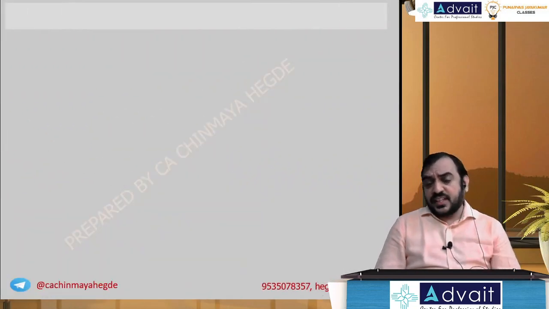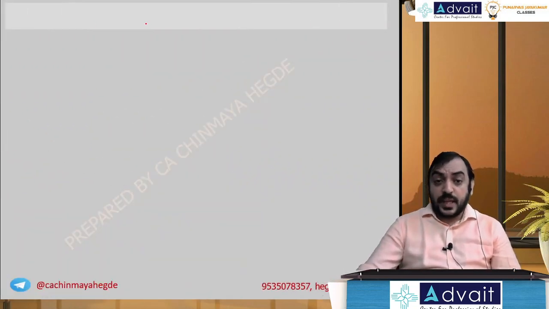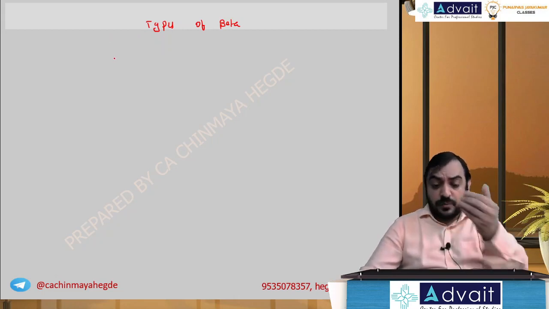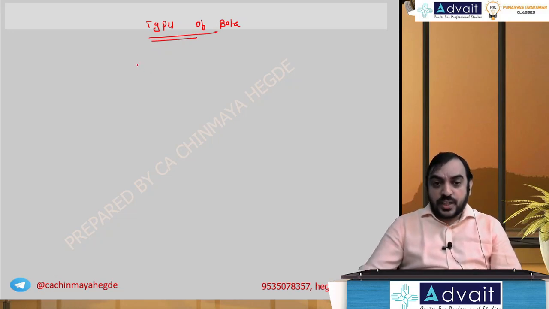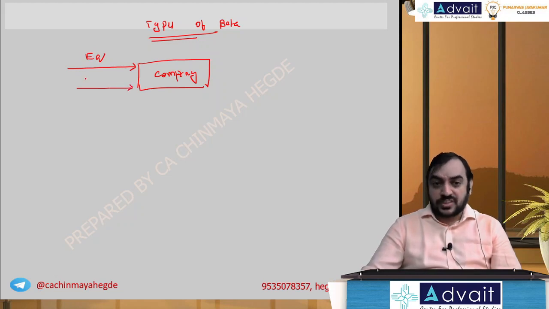Okay. Miscellaneous concepts now. One of them is types of beta. We have something called as levered beta, unlevered beta, and proxy beta. Let me talk about it briefly. You imagine a company who has equity as a source of finance, also who has debt as a source of finance. And they will invest in various projects.